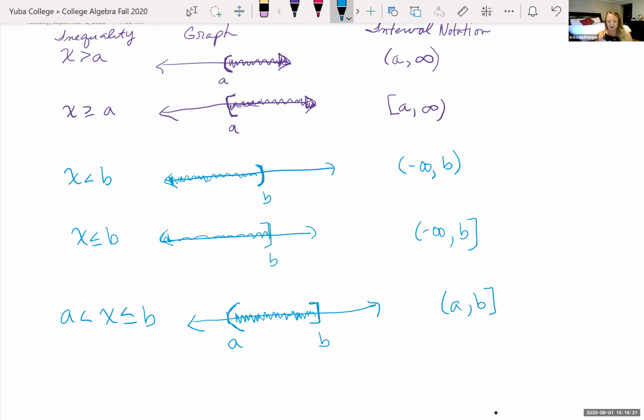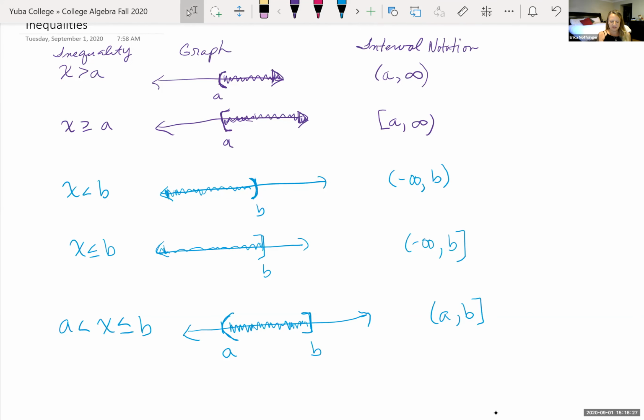So you could have different combinations of those compound inequalities, but just as before, if it doesn't have the equal to part underneath the inequality, it's a parentheses, and if it does have the equal to part underneath the inequality, you put a bracket.